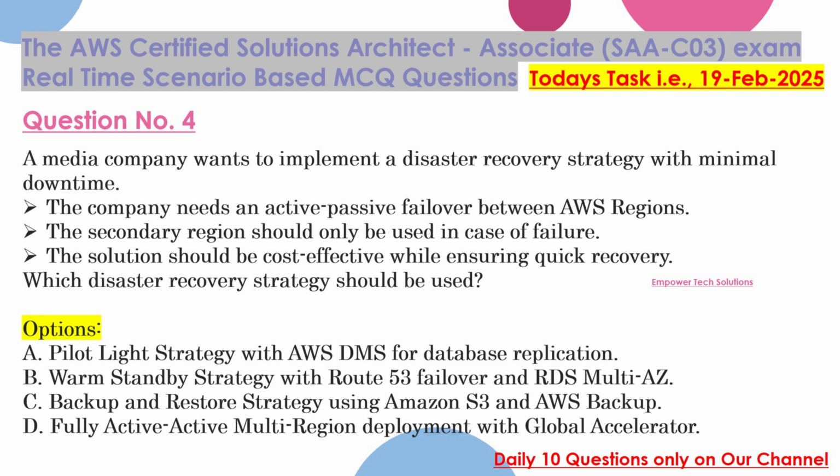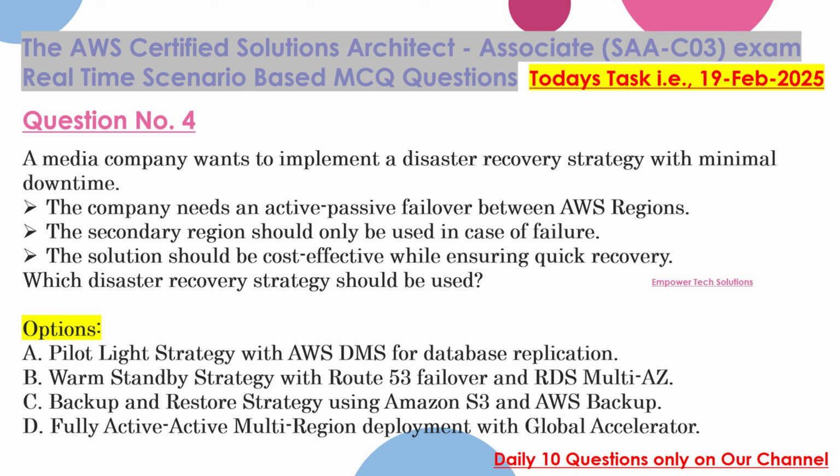Question 4. A media company wants to implement a disaster recovery strategy with minimal downtime. The company needs an active-passive failover between AWS regions. The secondary region should only be used in case of failure. The solution should be cost-effective while ensuring quick recovery. Which disaster recovery strategy should be used?